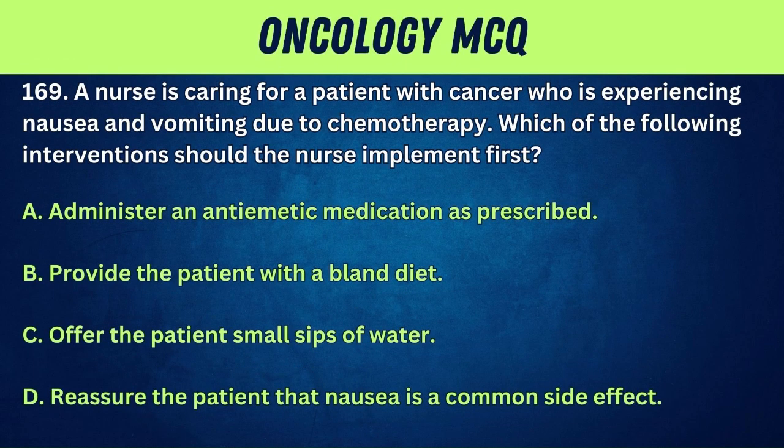169. A nurse is caring for a patient with cancer who is experiencing nausea and vomiting due to chemotherapy. Which of the following interventions should the nurse implement first? A. Administer an antiemetic medication as prescribed. B. Provide the patient with a bland diet. C. Offer the patient small sips of water. D. Reassure the patient that nausea is a common side effect.